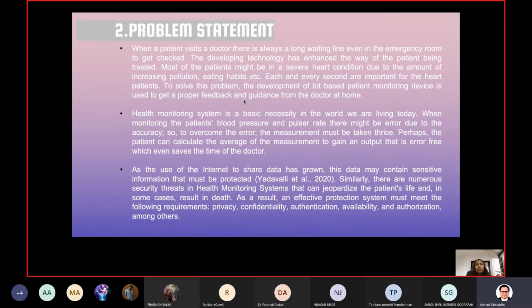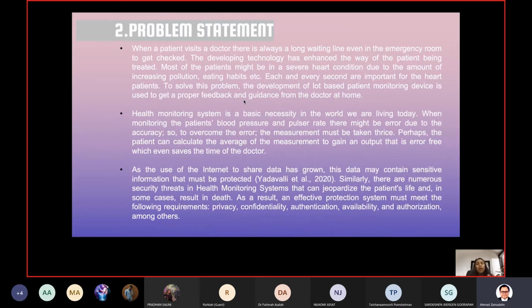So we can take the measurement thrice to avoid that, and we can take the average of it so it avoids the error itself, and then it saves the doctor's time and even the patient's time. As the use of internet to share data has grown, this data may contain sensitive information like the pulse rate and blood pressure. It might be sensitive.